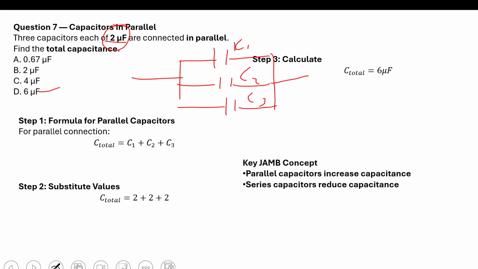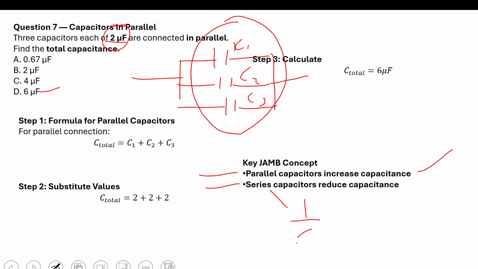Okay, so for JAMB, know that parallel capacitors increase capacitance, while series capacitors reduce capacitance. Because they are connected in parallel here, the capacitance will increase. If they are connected in series, for series the total capacitance is 1 over CT equals 1 over C1 plus 1 over C2 plus 1 over C3. That's for capacitance in series, right?